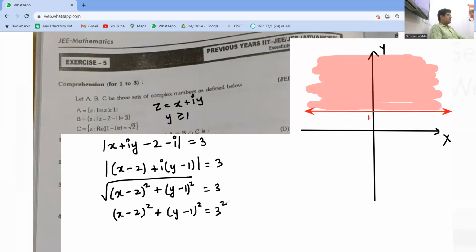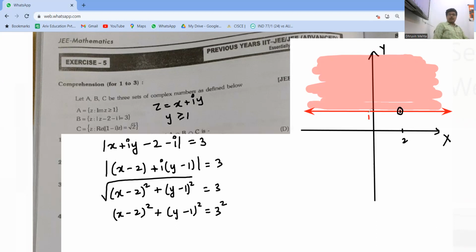What is the center of this circle? Look here. 2 and 1, 2 comma 1. You have to basically equate both the brackets. Do you realize 2 comma 1, this 2 and this 1, will be the center. What is the radius? R square is 9, so the radius is 3.